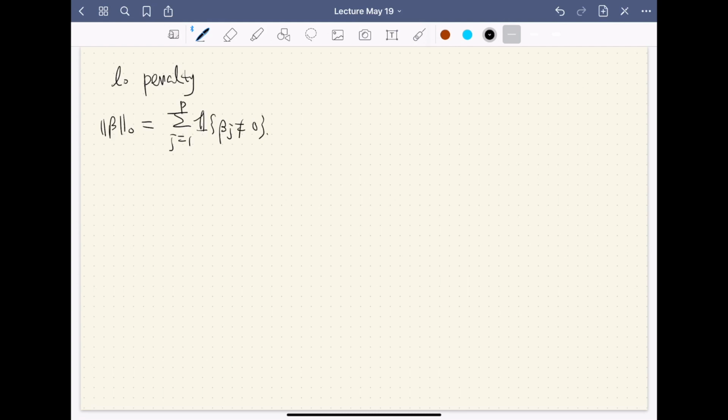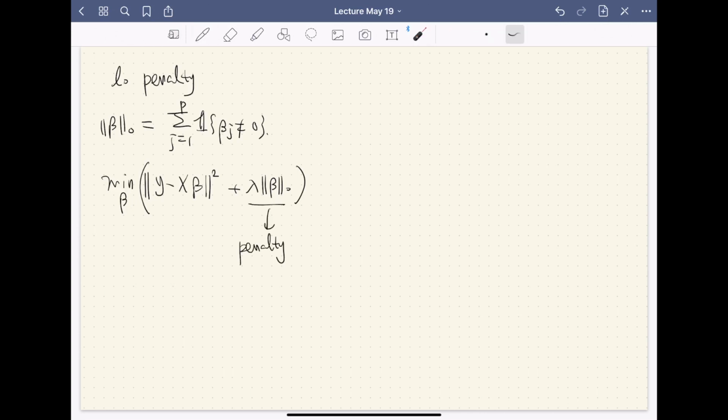Okay, so the method is, when you do least squares, not only do you minimize the square error, you actually minimize the sum of the square error plus lambda times the L0 norm, right? So this is the penalty of the complexity of the model. This is a very intuitive idea.